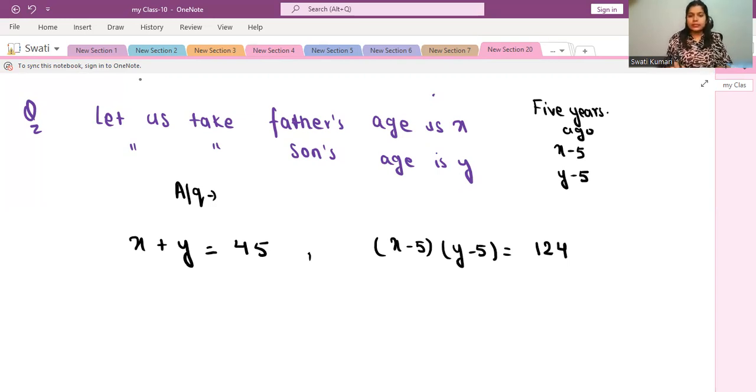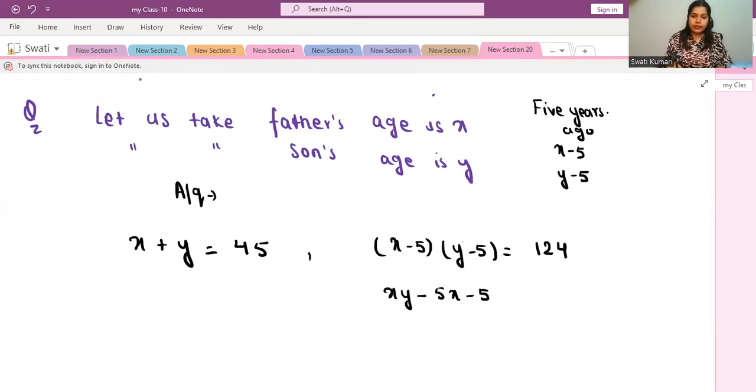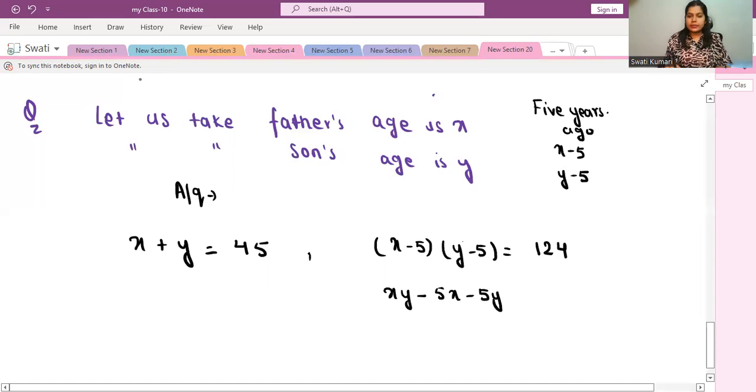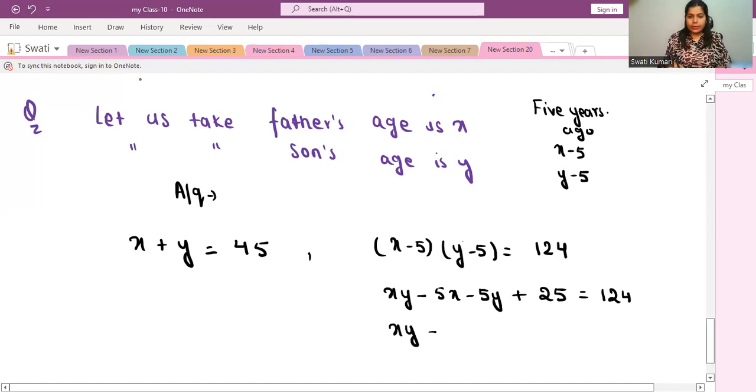So you can see here that x into y is xy, minus x into 5 is minus 5x, minus 5 into y is minus 5y, and this will become minus minus plus 5 into 5 is 25, equals 124. Now we can simplify this. So this will become xy minus 5x minus 5y equals 124 minus 25. That is going to be 99, correct?